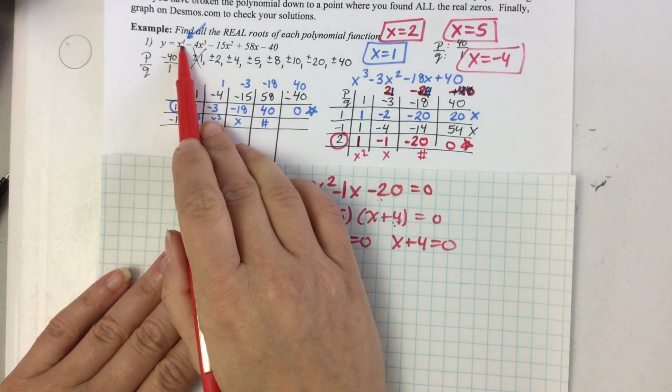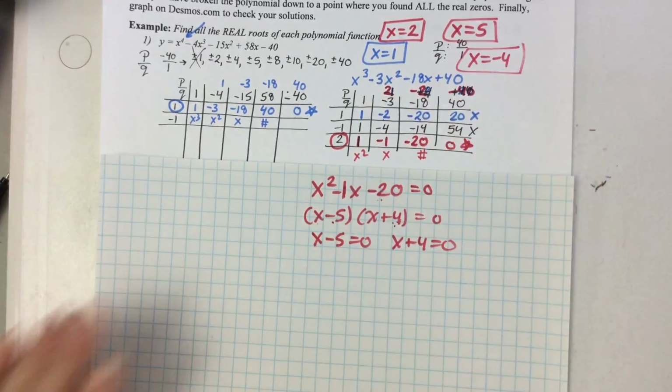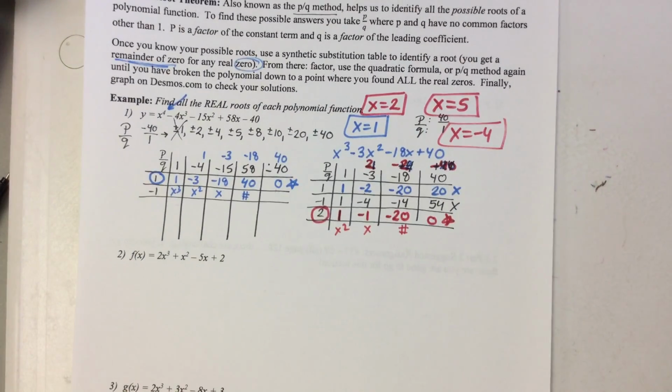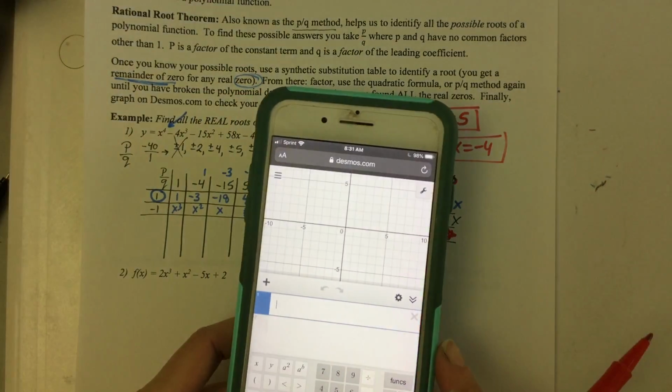So check this out. I needed 4 answers. I have 1, 2, 3, 4. All of them have a multiplicity of 1 because each 0 is unique. Now we want to go on to Desmos.com and go ahead and graph this and see what happens.